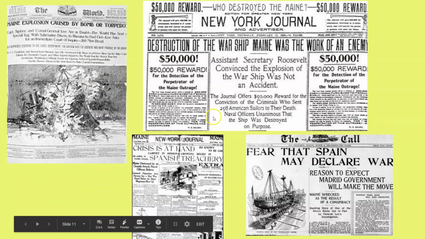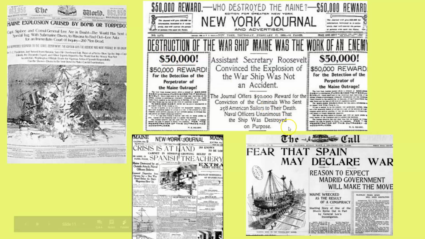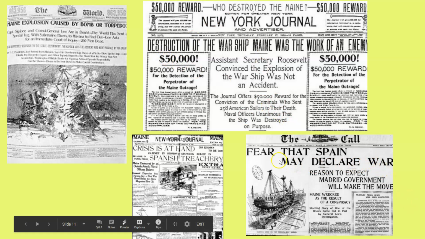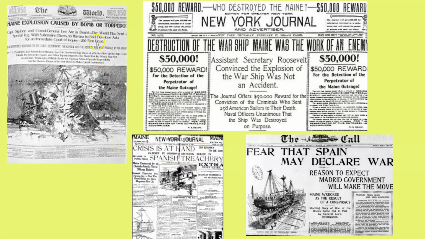All right, so these are some of the headlines that really drew people in. Fear that Spain may declare war. There crisis at hand. The Spanish treachery. Maine explosion caused by bomb or torpedo. Like, they don't know. No one knew. We still don't know for sure. And destruction of the warship Maine. Work of an enemy.